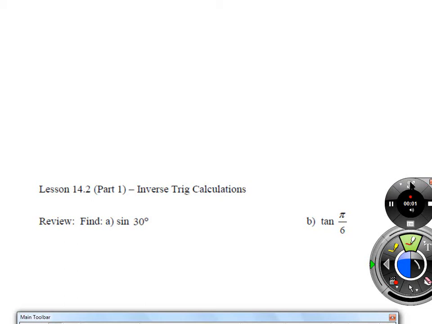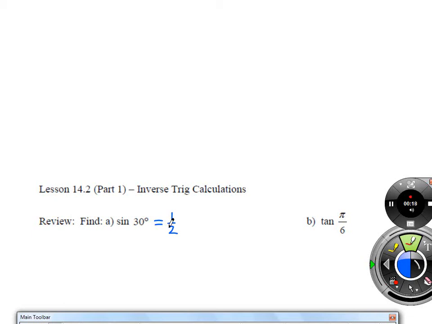So we are going to look at inverse trig functions today. In order to look at inverses, the first thing we should do is take a look at the trig functions that we know how to calculate from our unit circle values. So for example here, we find the sine of 30, and it's 1/2.